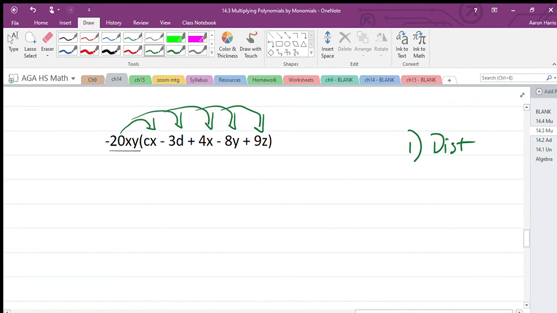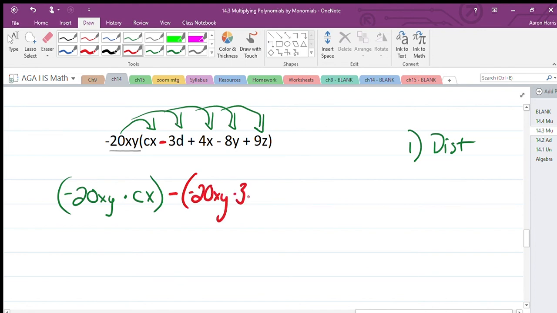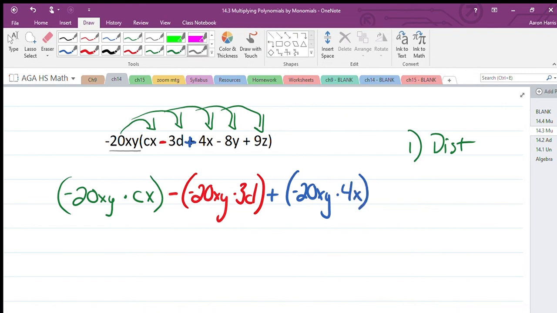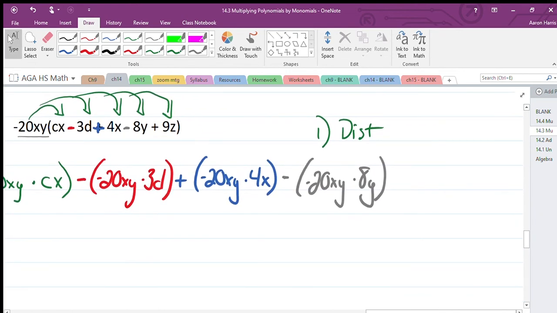Okay, so here we go. I've got negative 20xy times what? Cx. Then what am I going to do? I'm going to subtract what? Negative 20xy times what? 3d. Then what am I going to do? Add what? Negative 20xy times 4x. Then what? Subtract. Subtract what? Negative 20xy times 8y. And then the last thing that we're going to do is add. Add what? Negative 20xy times 9z.